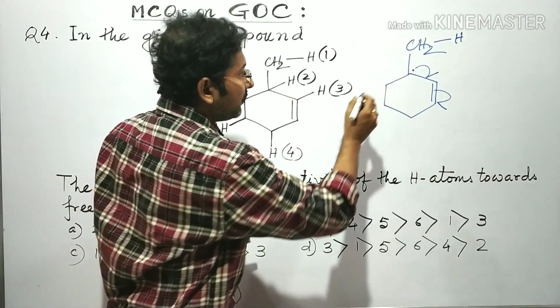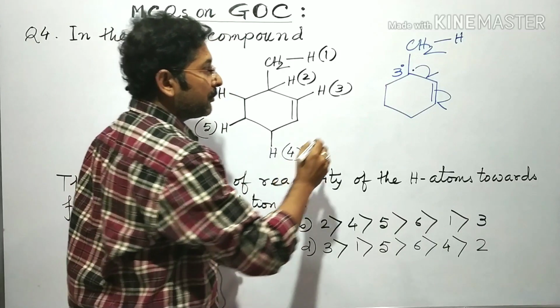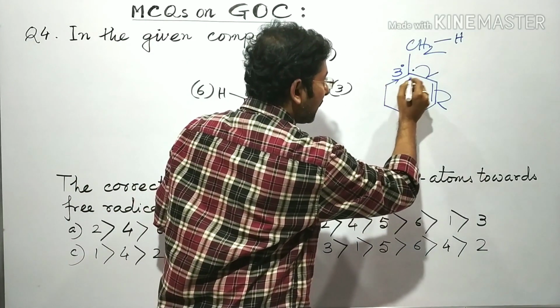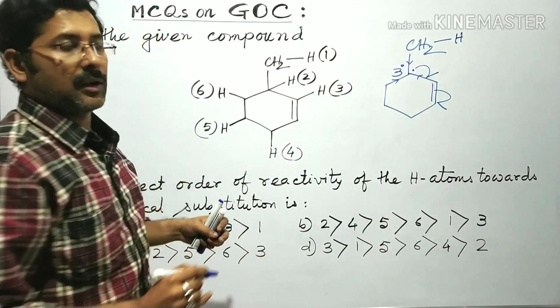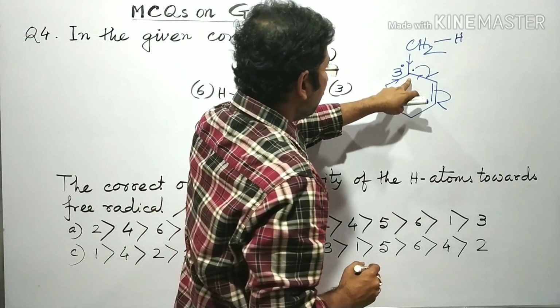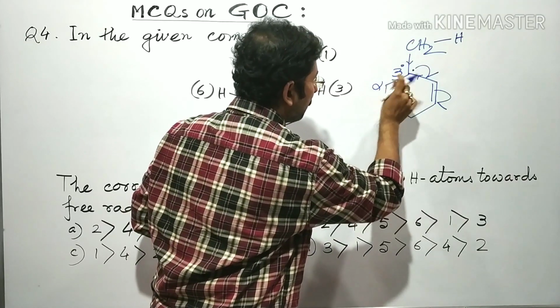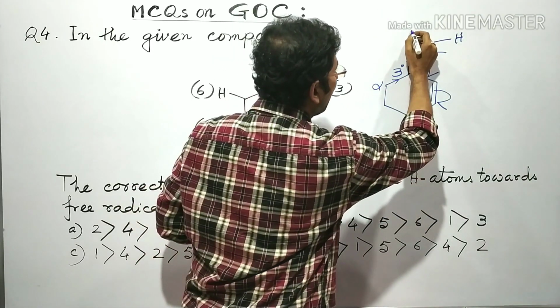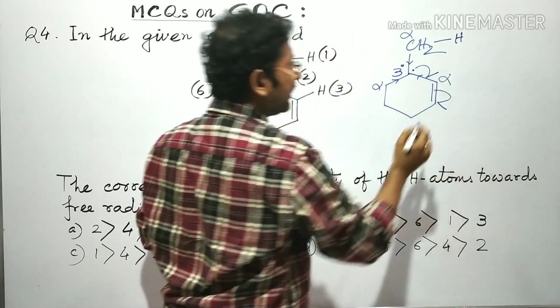And again, this free radical is a 3-degree free radical. So the +I effect of all these groups are there, and definitely alpha hydrogens are there. This is the alpha carbon with respect to the free radical. This is alpha carbon with respect to the free radical. This is alpha carbon with respect to the free radical.